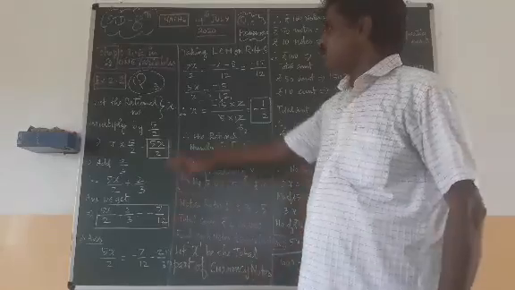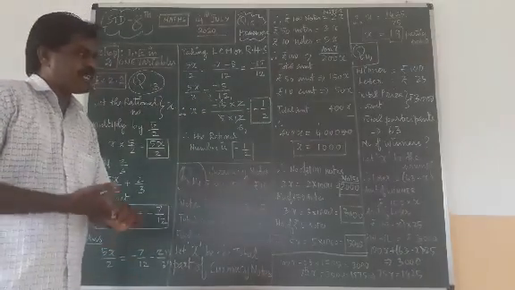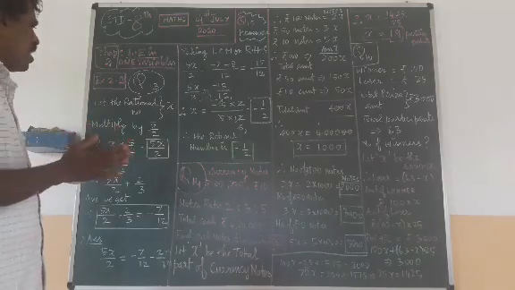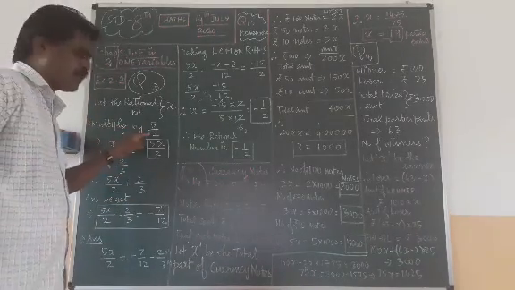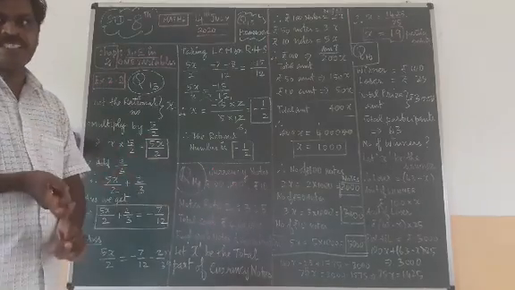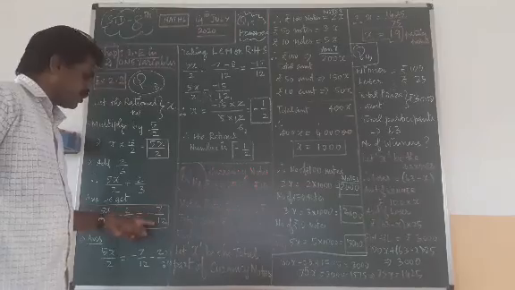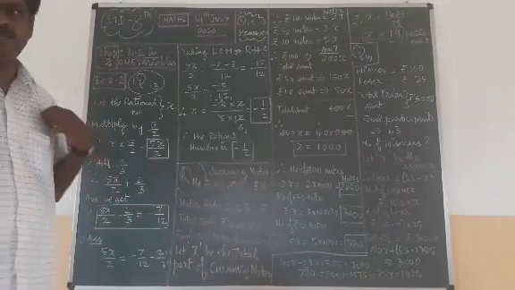In the previous session we finished up to question number 12. Question number 13 we will continue. What is given in the 13th question? A rational number is multiplied by 5 upon 2 and 2 upon 3 is added to the result. Then you will get the answer minus 7 upon 12. What is the rational number?